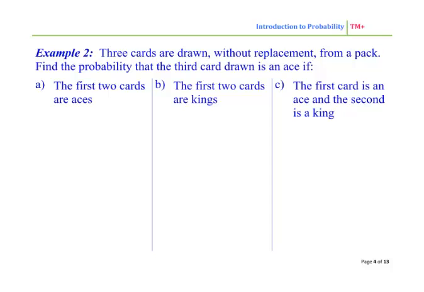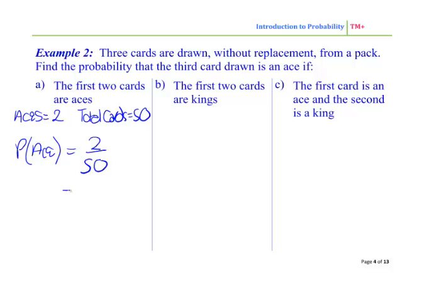Okay? 3 cards are drawn without replacement from a pack. Find the probability that the third card drawn is an ace if the first 2 cards are aces. Aces left, if the first 2 are aces, is only 2. Okay? And total cards, well, I've already drawn 2, so I'm only going to have 50 left. So the probability of an ace is going to be 2 out of 50 or 1 out of 25.